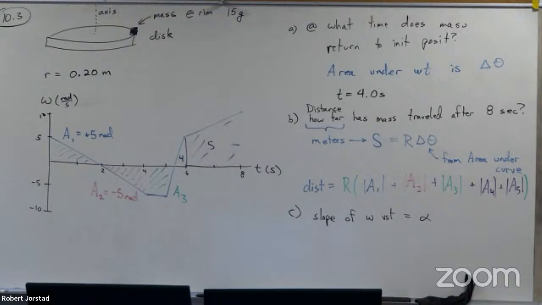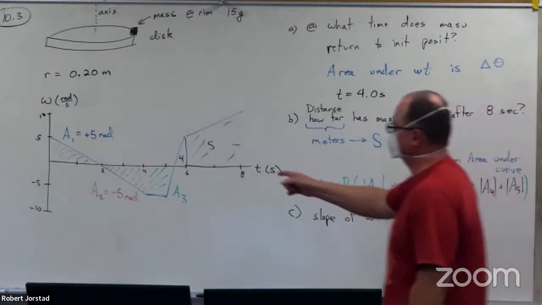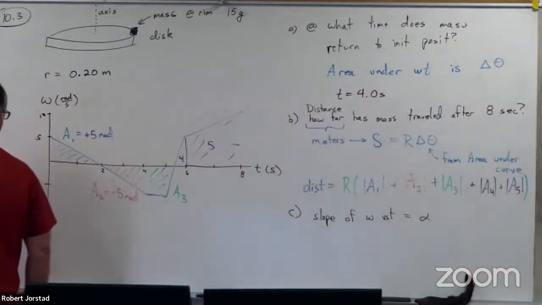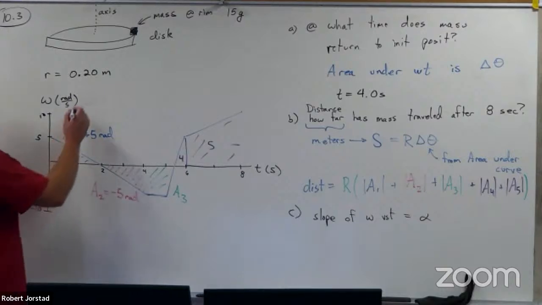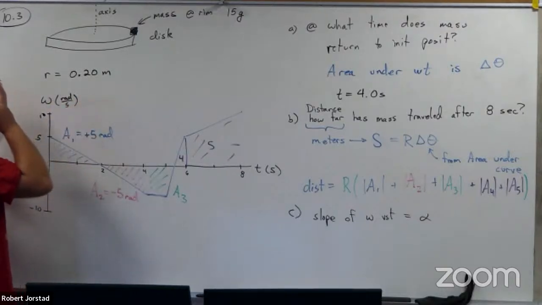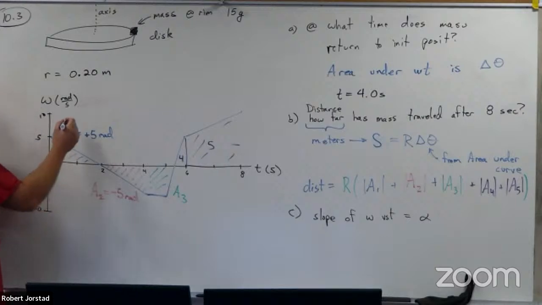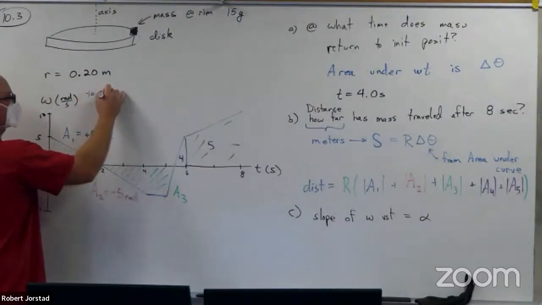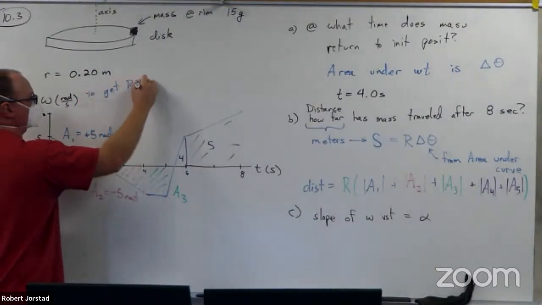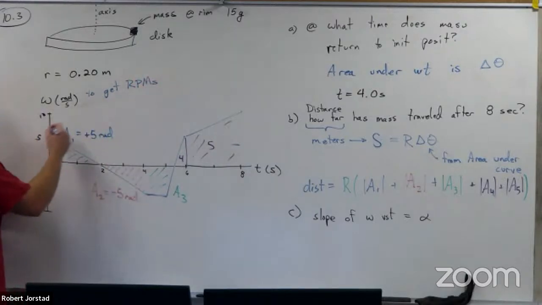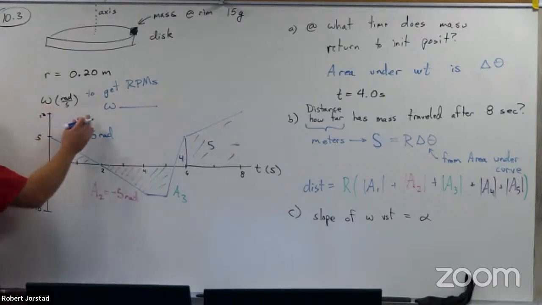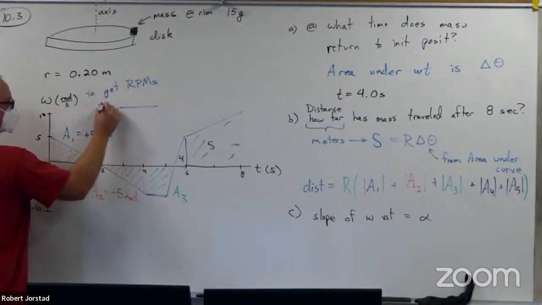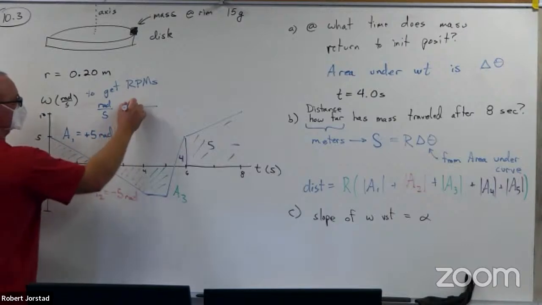Lastly, how do you get RPMs from here? How would we get RPMs? What's that? Yeah, what's the conversion? To get RPMs, we'd have omega times what? These are units of radians per second. 60 seconds over a minute.